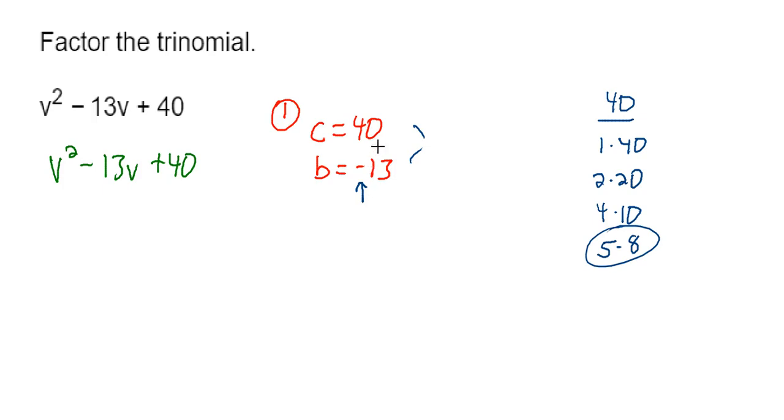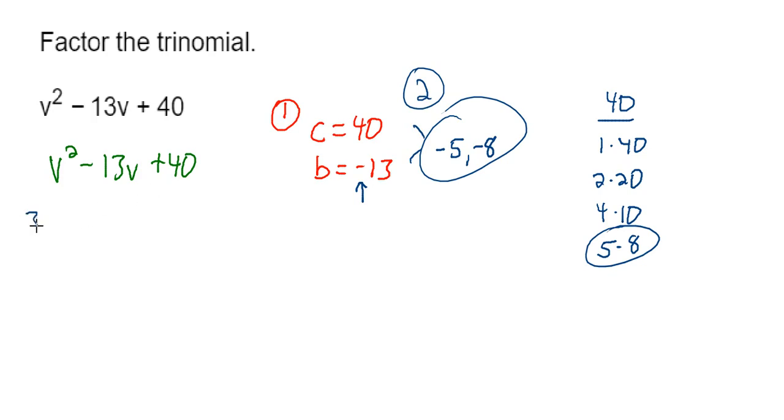So to match up to the signs here, we're going to have to use negative 5 and negative 8. That will still multiply to positive 40, right? Negative and negative make that positive. But when I add these together, negative 5 plus negative 8, I will get negative 13. So these are the two numbers I'm looking for in step 2.